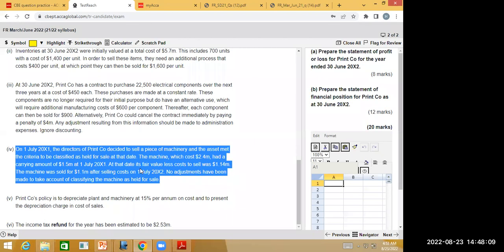The director of the print company decided to sell a piece of machinery, and the asset met the criteria to be classified as held for sale at that date. On which date? On 1st January 2001, 1 year before the year end. The machine, which cost 2.4 million, had a carrying amount of 1.5 million. At that date, its fair value less cost to sell is 1.14 million. The machine was sold for 1.1 million after selling cost on 1st July 2002. No adjustment has been made to take account of classifying the machine as held for sale.